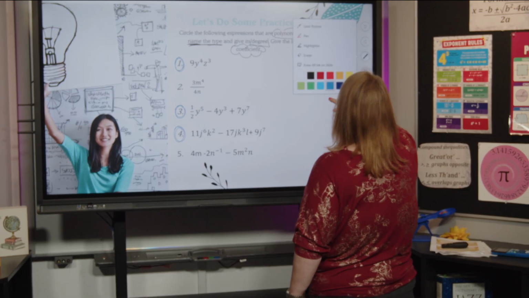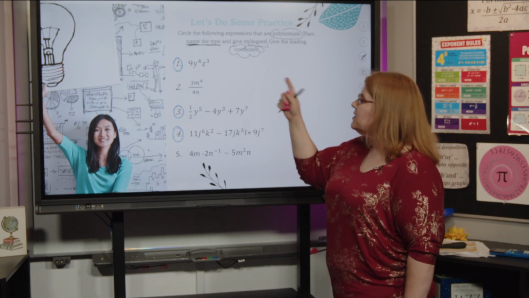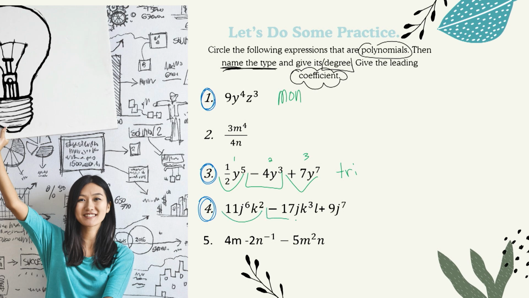So now let's go to the next thing it asked me for. What type is it? Number 1. What does number 1 look like? It is a monomial. Number 3, I see 1, 2, 3, or if you swoosh it. So what did we say 3 terms were? That's a trinomial. And number 4, let's see, 1, 2, 3. So that one would also be a trinomial.